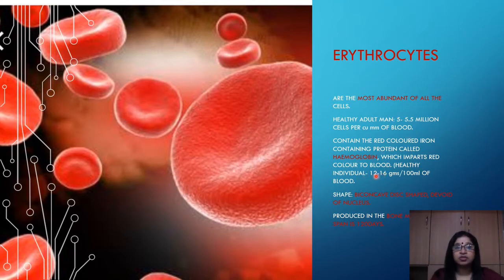In a healthy individual, the amount of hemoglobin present is around 12 to 16 grams per 100 ml of blood. The erythrocytes are all biconcave disc-shaped cells. They are devoid of nucleus. When they are produced initially, they do contain the nucleus, but as they start maturing, this nucleus disappears. They are produced in the bone marrow and their lifespan is around 120 days. So that means they remain in circulation for about 4 months, after which they are removed. They are generally destroyed or removed in the spleen.